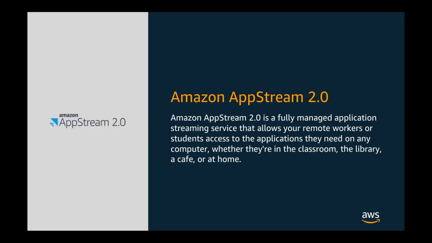AppStream 2.0 is a fully managed application streaming service. It allows you to access desktops and applications remotely from any location. Similar to WorkSpaces, we extend desktops and applications via the internet to any user anywhere on any device. AppStream is a little bit different from WorkSpaces in that it really is focusing on transactional use cases where you need to sign into a session, complete some work, sign out.